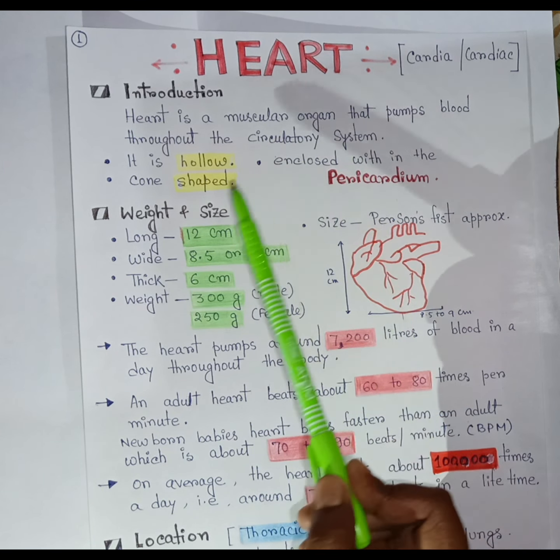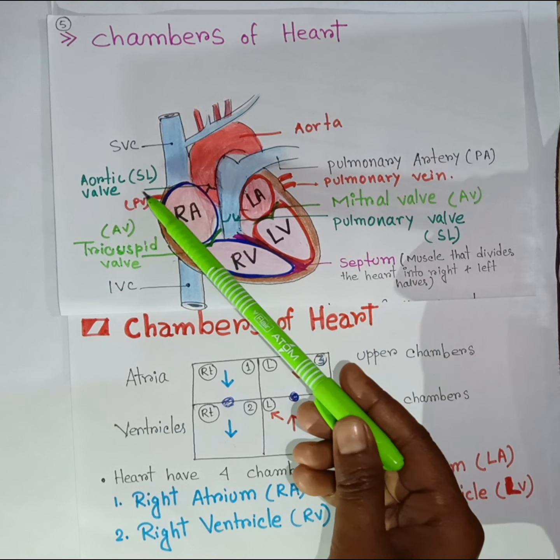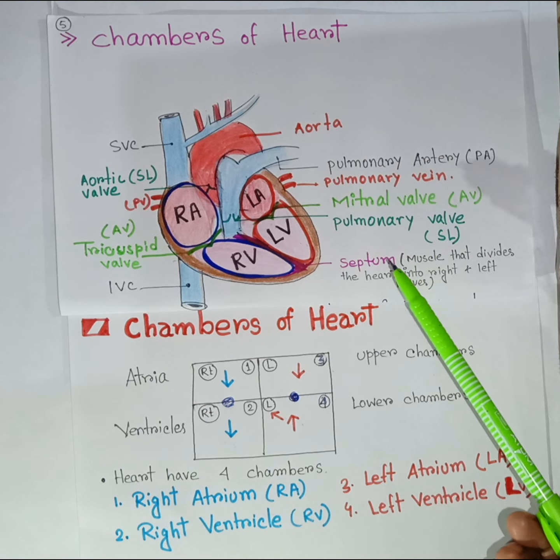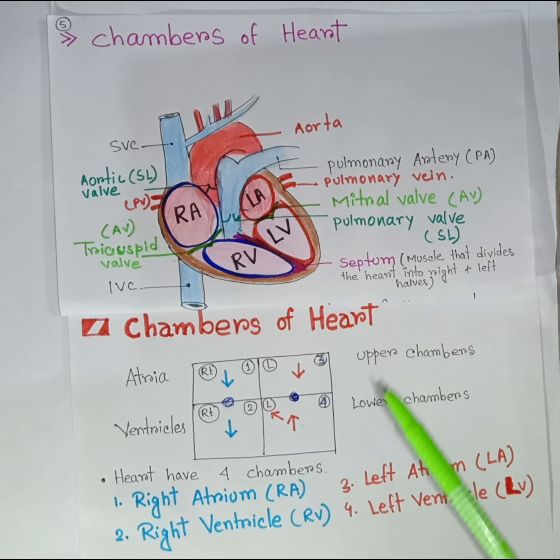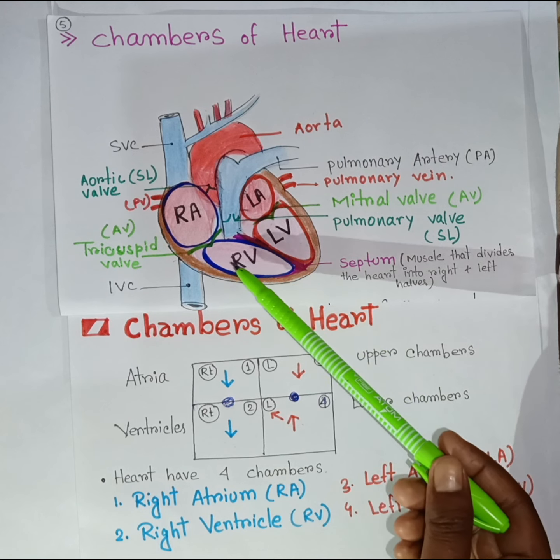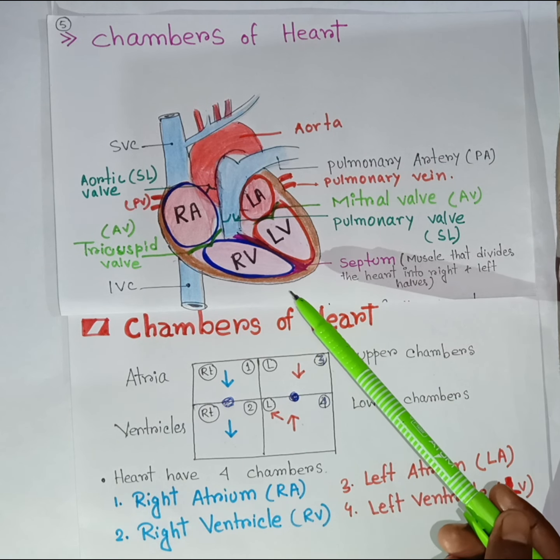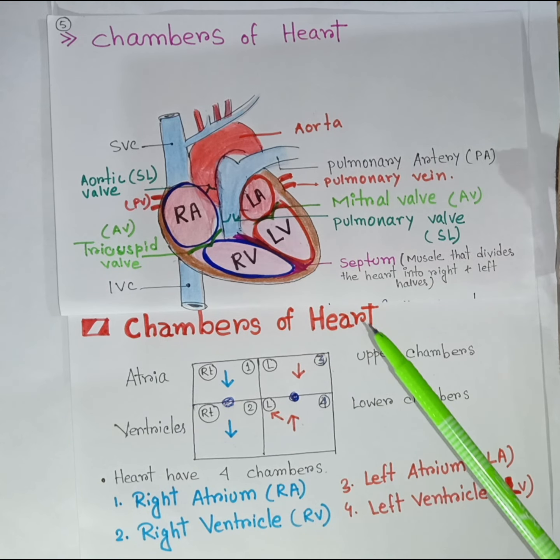So the heart has 4 chambers, 2 atria and 2 ventricles, and 4 valves: tricuspid valve, and mitral valve or bicuspid valve. These 2 valves are known as atrioventricular valves, and the other 2 valves, pulmonary valve and aortic valve, are known as semilunar valves. And this is the septum. It separates the atria and ventricles. It is a muscle that divides the heart into right and left halves.